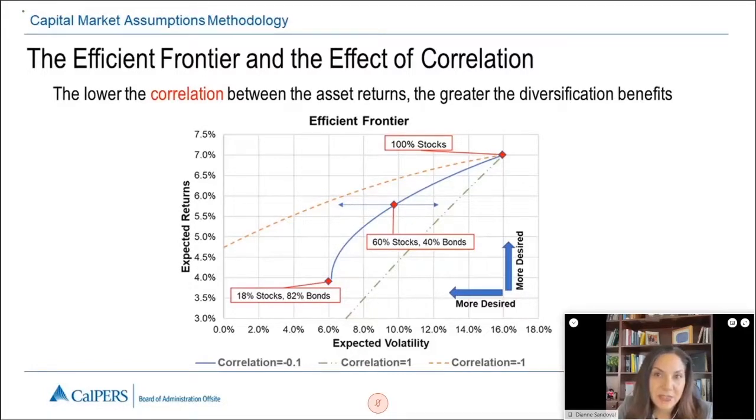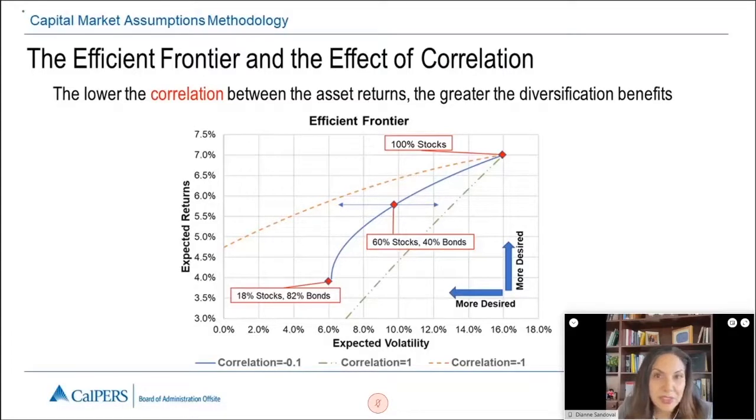Recall that in MVO, expected return is desired and expected volatility is undesired. Thus, ideally, we would like the efficient frontier to go up along the y-axis and go to the left along the x-axis. That is, we would like the efficient frontier to go towards the upper left direction.